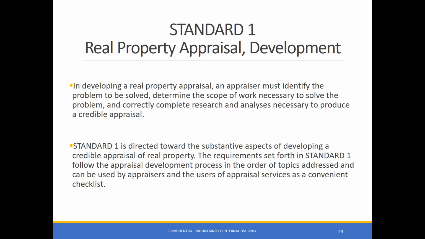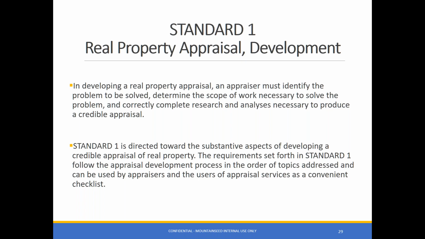The requirements in Standard 1 follow the development process and the order of topics addressed and can be used by appraisers as a convenient checklist. So it's basically like, here's this number of things you have to do, right? You have to have this. It has to identify the client. You have to do this research. You have to develop an opinion of market value. If you do, you have to do these other things. It's almost like a checklist, right?